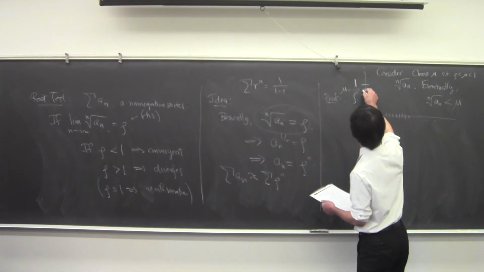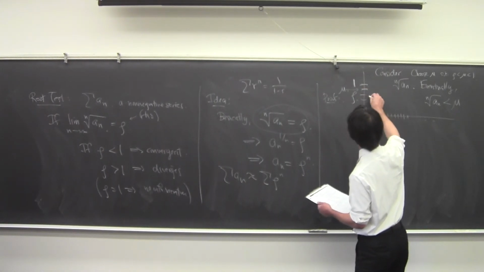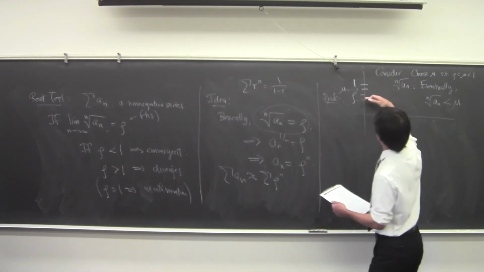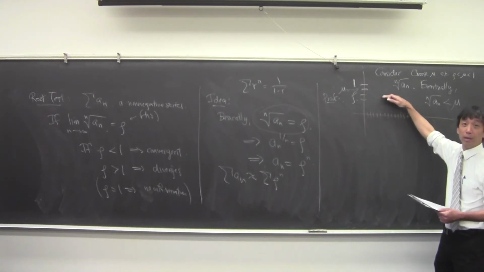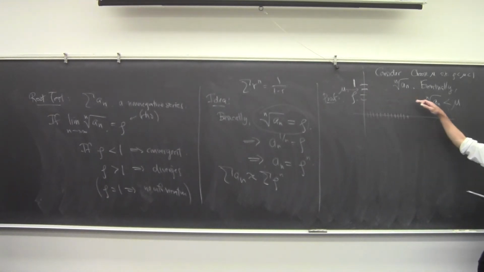Right? Because we know the limit is rho, so eventually we can trap it between here and here. Well, that's certainly less than mu. We can definitely make them less than mu.